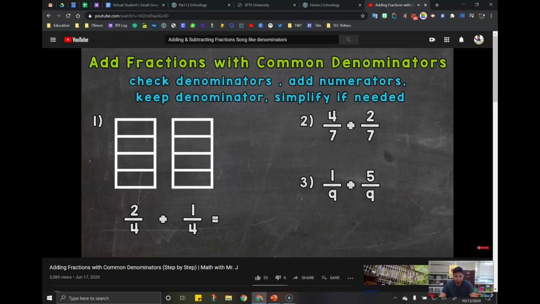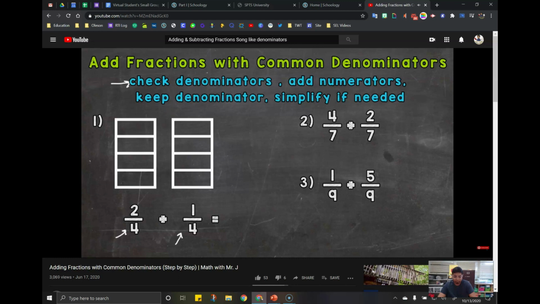So that picture there is going to help us model and visualize what's happening in this problem. The first thing we need to do is check our denominators. We have a 4 here and a 4. We need to check denominators because that's a good habit to get into when it comes to fraction problems. Because if you don't have common denominators in adding or subtracting fractions problems, it takes an extra step or two.